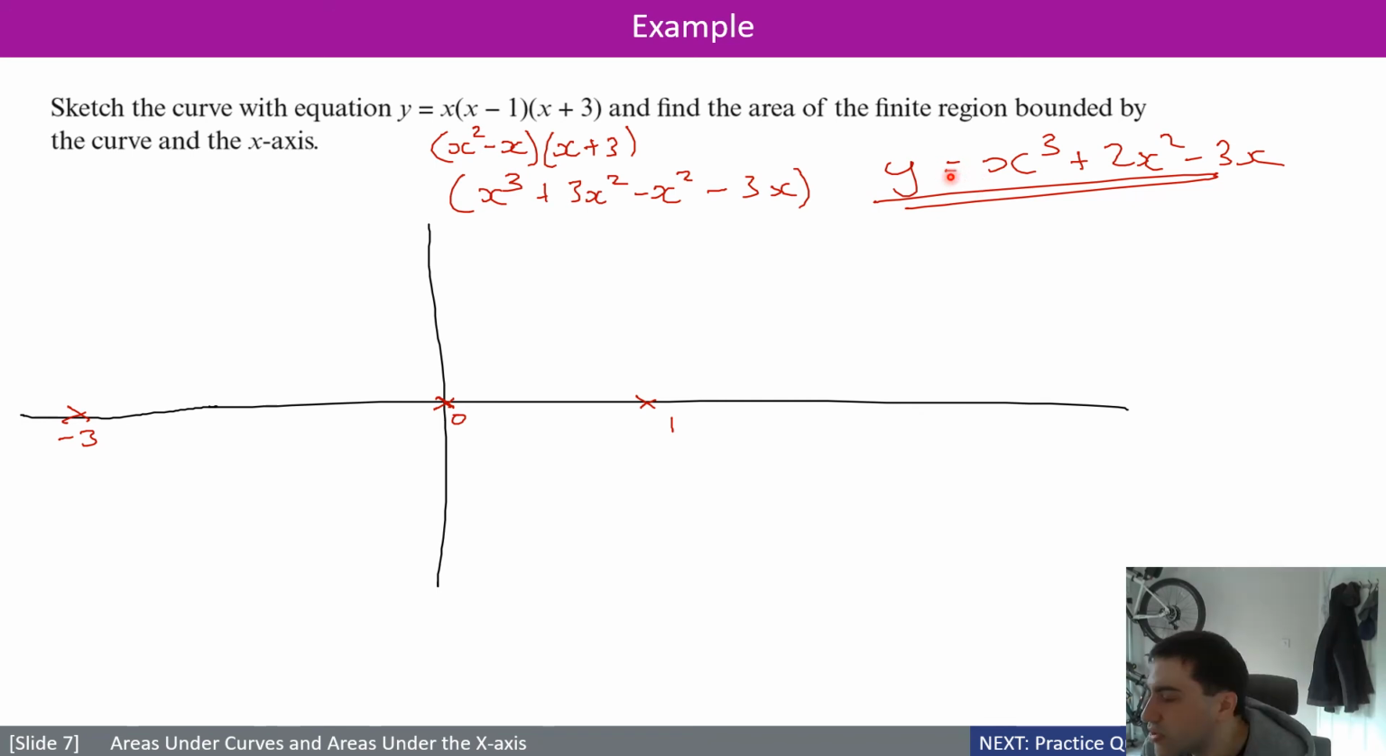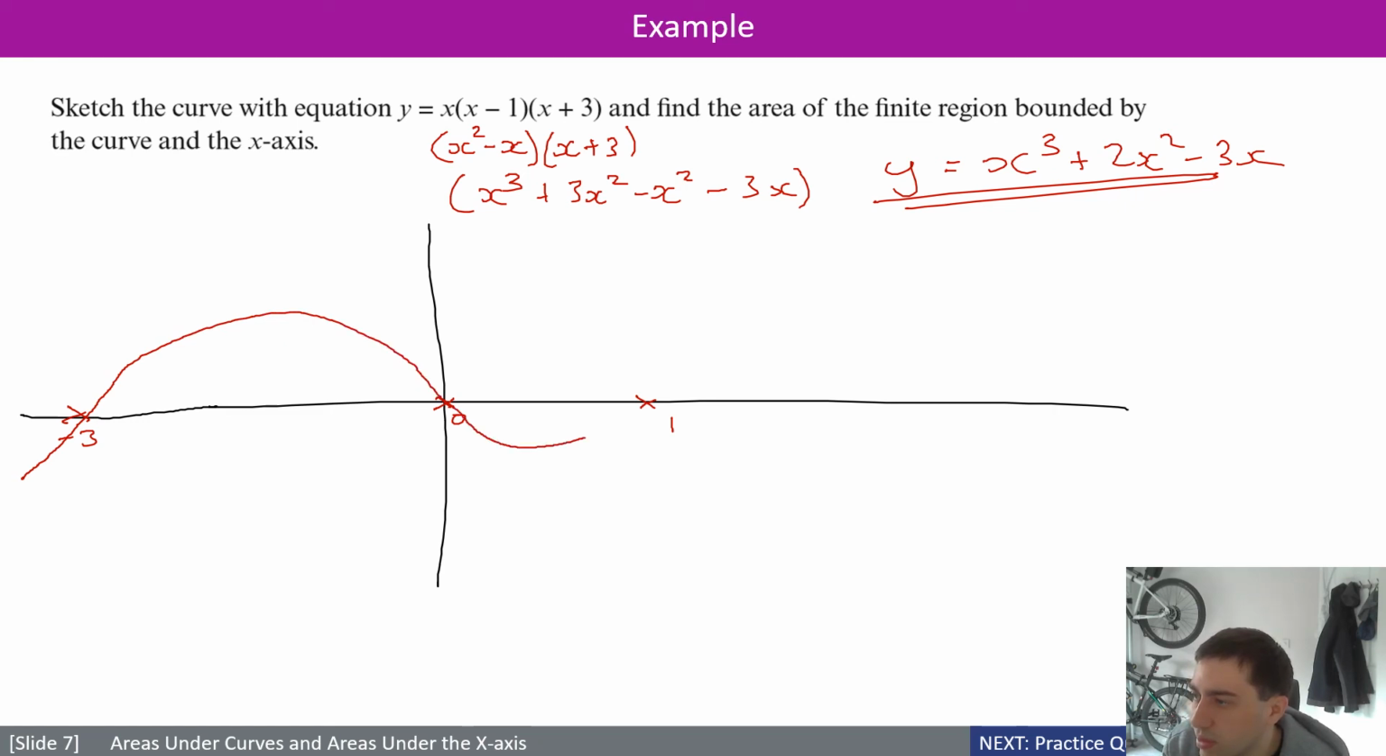So since the coefficient of the x cubed is positive, we know it's this kind of shape. So let's put that in. So it's going to be something that looks a bit like this. Our cubic. And we're going to find the finite area between the curve and the x-axis. So we want the total of that plus this.